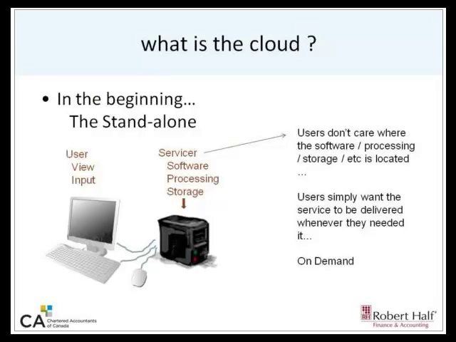So in the beginning, we had a standalone PC. And so the user could view on their display, and they could input data and their processing choices via keyboard and mouse. So let's not make it more complicated. We had viewing and input devices that transferred information to and from a machine. The computer, the standalone computer in this case, was the servicer of all computing services, software, processing, and storage, to name a few. Users don't usually care where the software or the processing or storage is located. They simply want the service to be delivered whenever they need it. Thus, we started with what's referred to as on-demand computing services being delivered from a single standalone unit. This has been around for a long time.